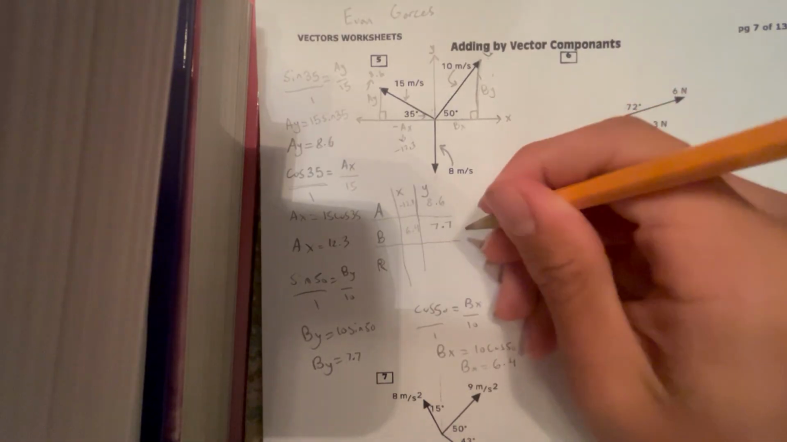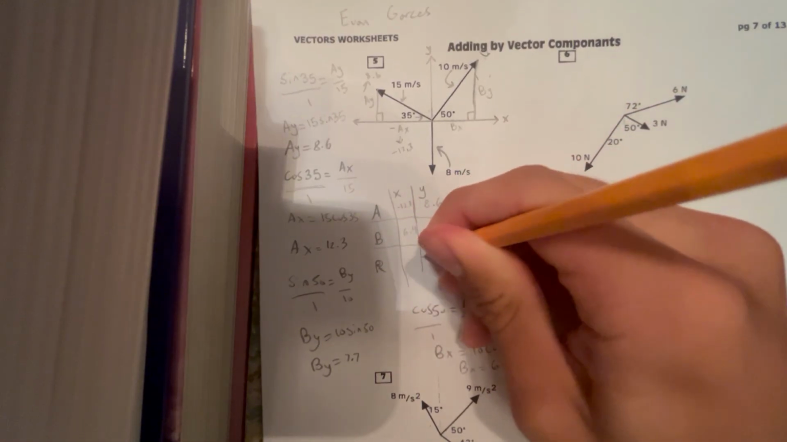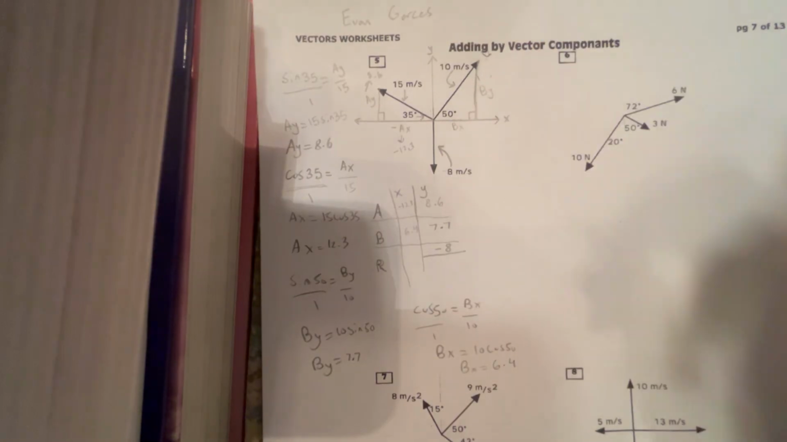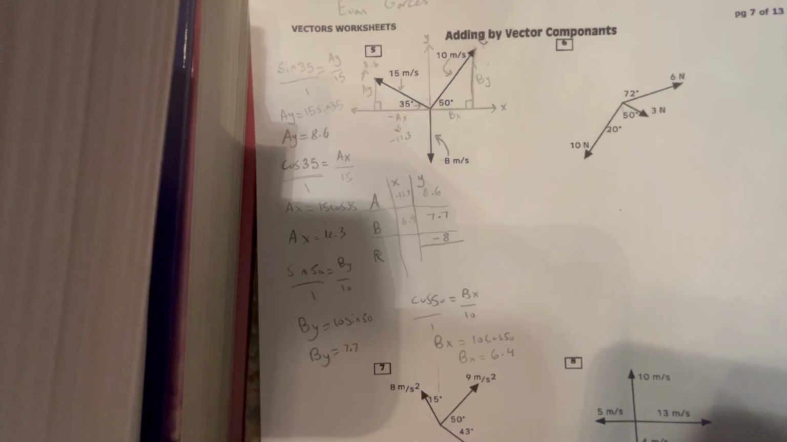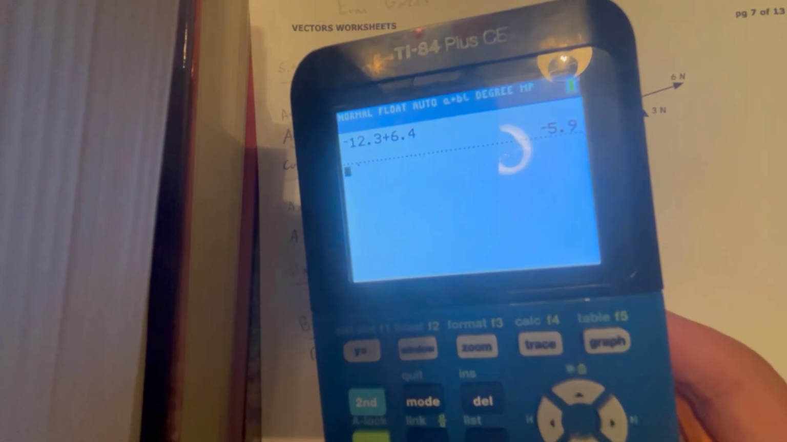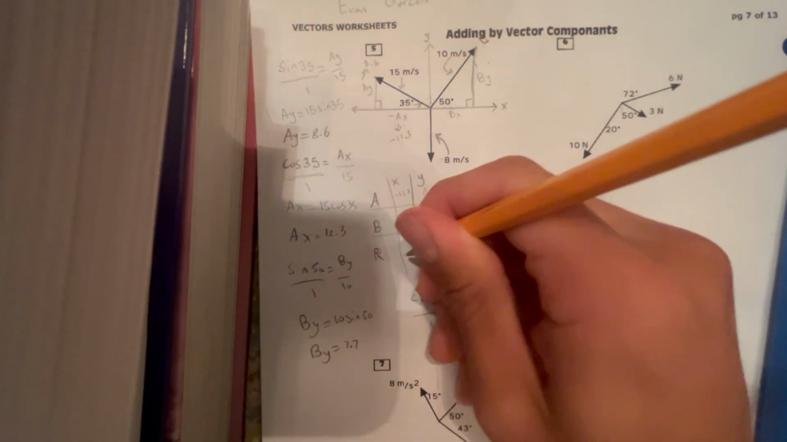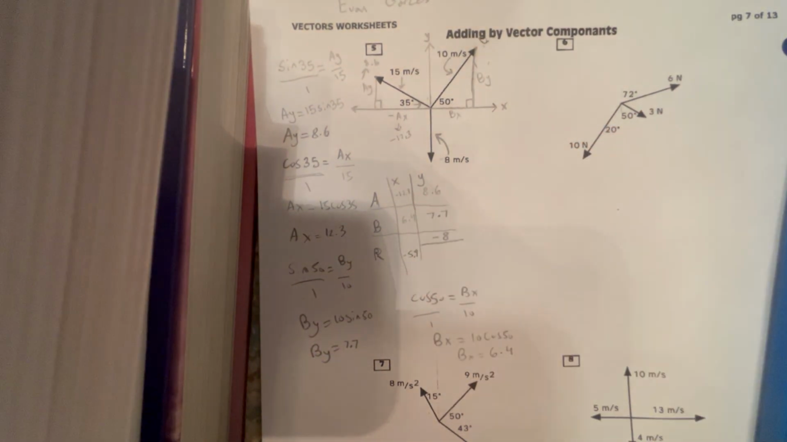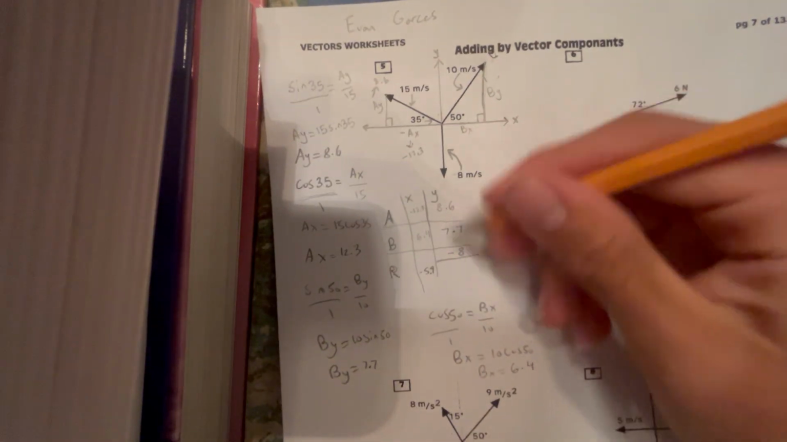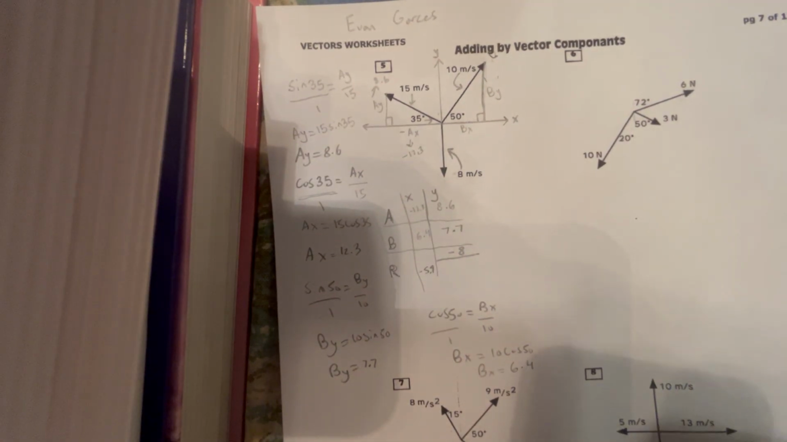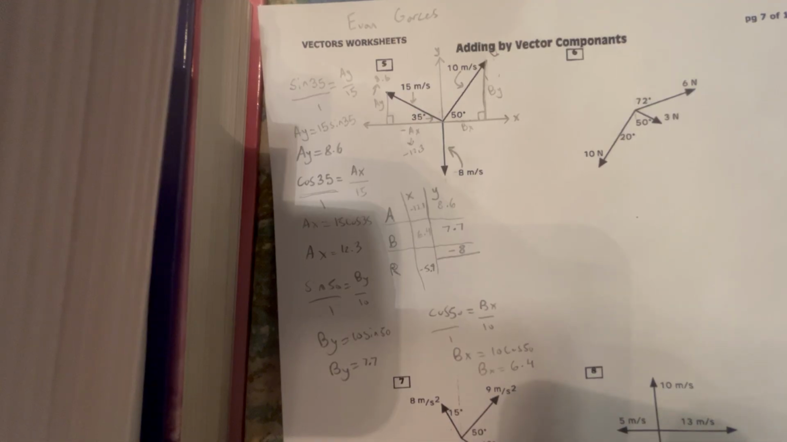So let's just add a little extra column right here. Just add -8 because we're also going 8 units down. And this is just negative because it's going south. So now when we add them, you get -12.3 plus 6.4, which is -5.9, and that's for your x coordinate. And then when you add these, you get 8.6 plus 7.7 minus 8, which is equal to 8.3.